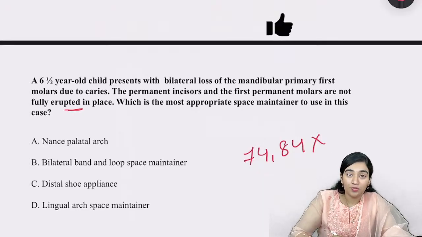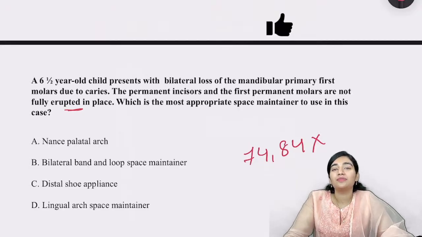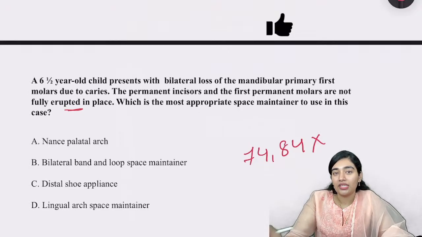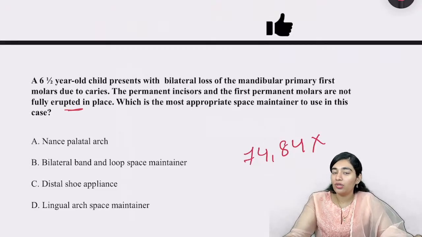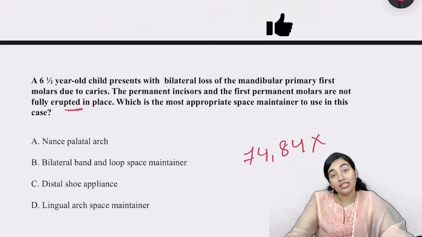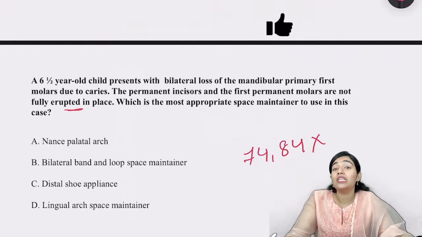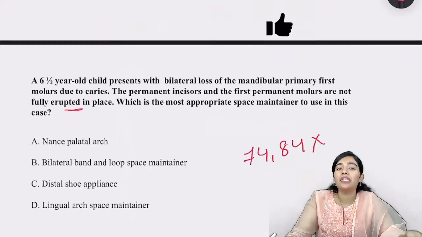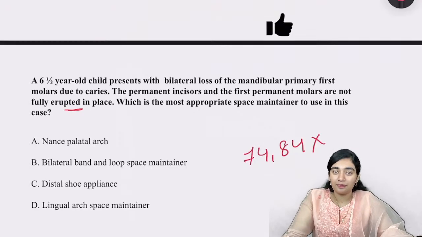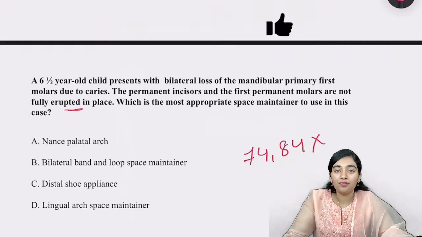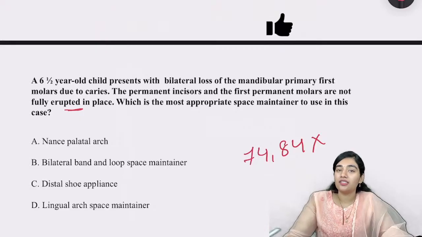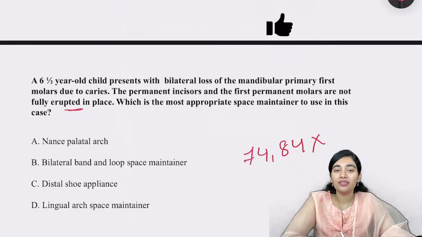The options we have are Nance palatal arch, bilateral band and loop space maintainer, distal shoe appliance, or a lingual arch space maintainer. So what do you think? Which appliance is the appropriate one in this case? Slowly decode each line. I know it's a very big question, 3 to 4 lines, but slowly try to analyze each line. Grab the points which are required for selection of our appliance: one is age, how many teeth are missing, and what is the status of our abutment teeth. This is all we need to assess. The answers are flowing in. So what is the right answer? I'll be revealing it in a minute.